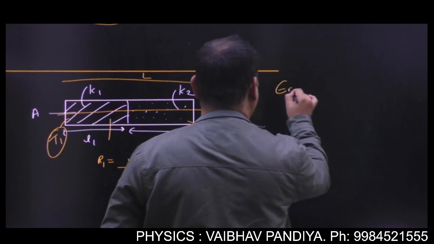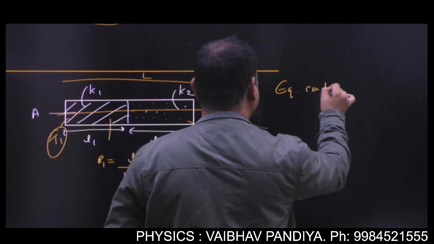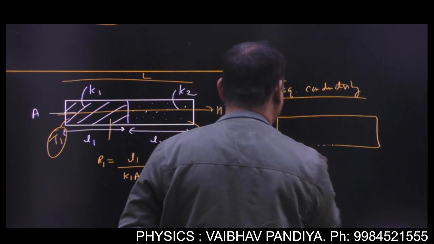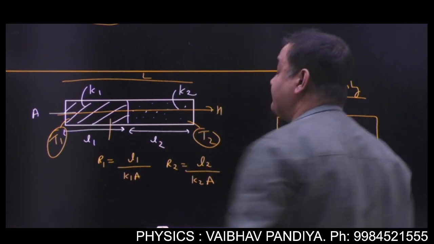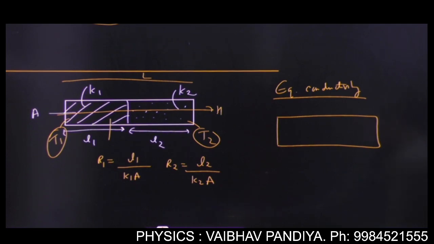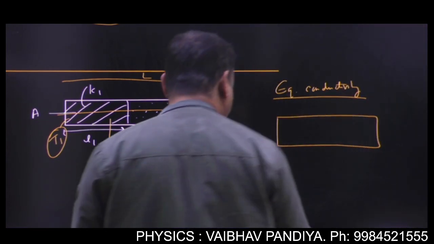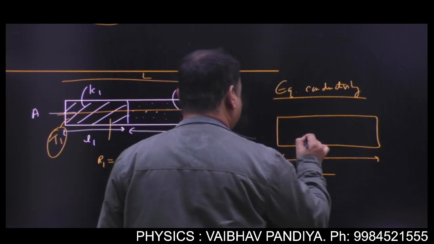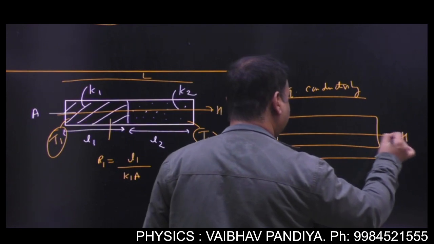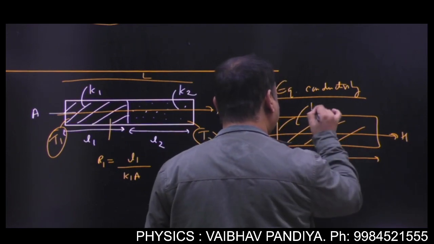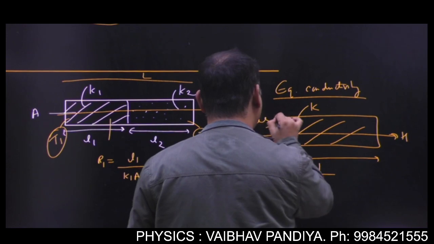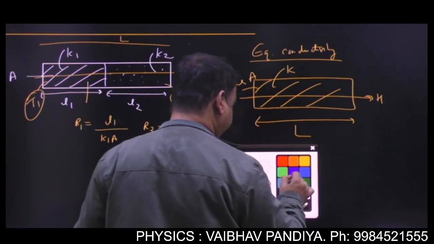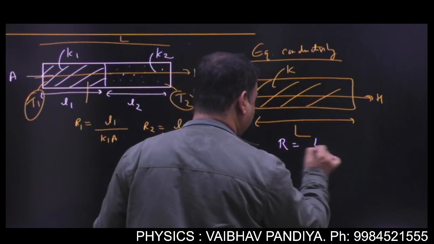Now I have to find the equivalent conductivity. So forget that there are two slabs. Make a single slab occupying the complete length. So this length would be L, isn't it? And the same heat must flow through it. Say this imaginary slab has a conductivity K and area will be the same A. So here the resistance will be L by KA.